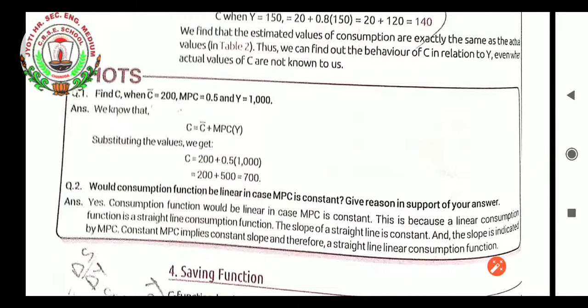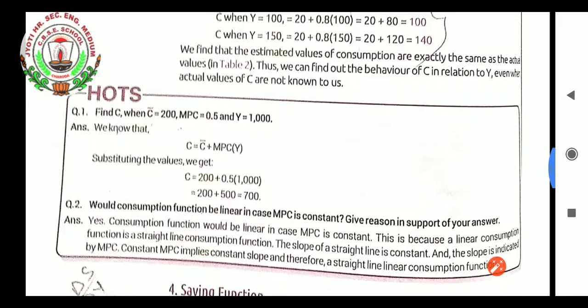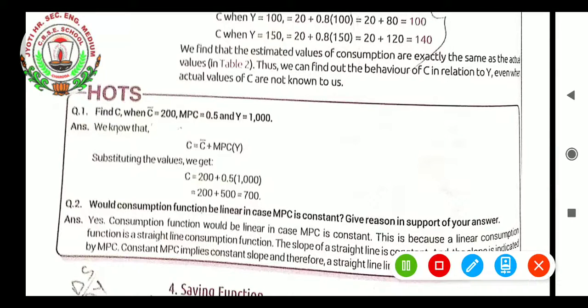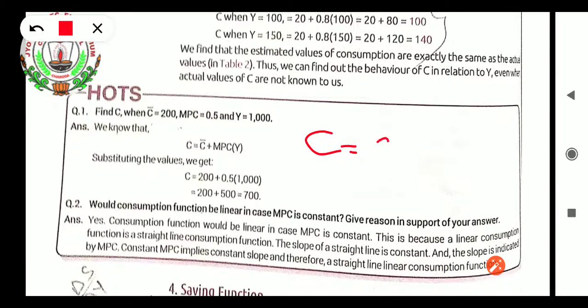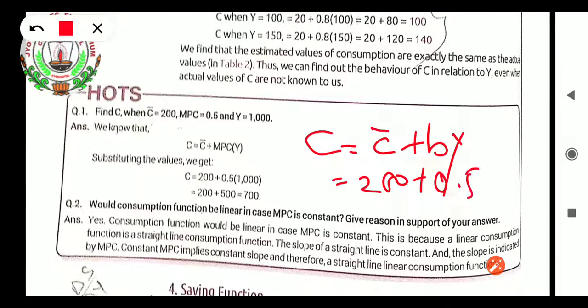Find C when C bar equals 200. It means the autonomous consumption given in our question is 200. MPC is given as 0.5 and Y equals 1000. I think you can calculate now easily. C, what was the formula? As we learnt in the last topic, C equals C bar plus BY. Here C bar we got 200, plus B, what we got 0.5, into Y, what we get 1000. So when we proceed with the calculation, we will get 200 plus 500, that we will make 700.